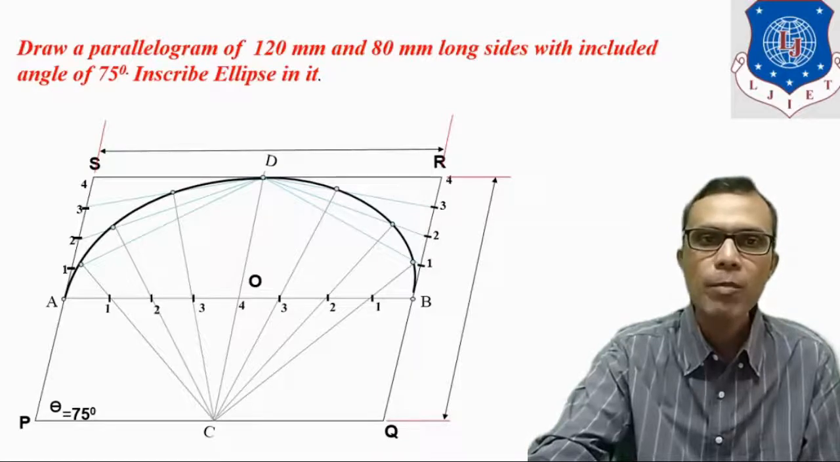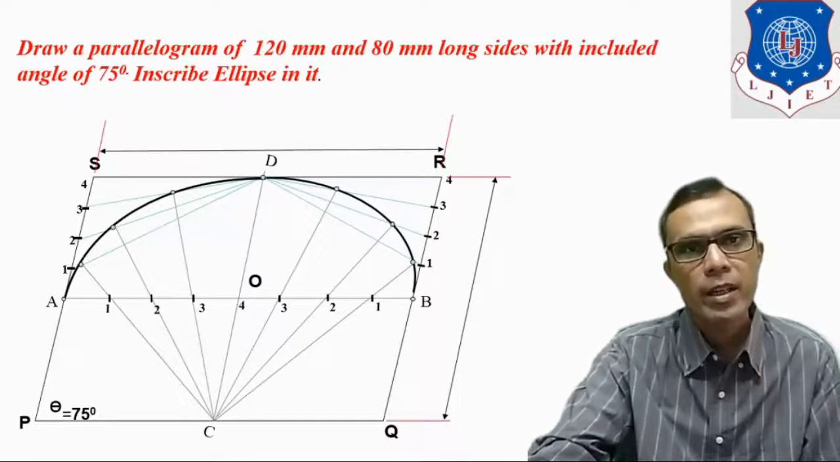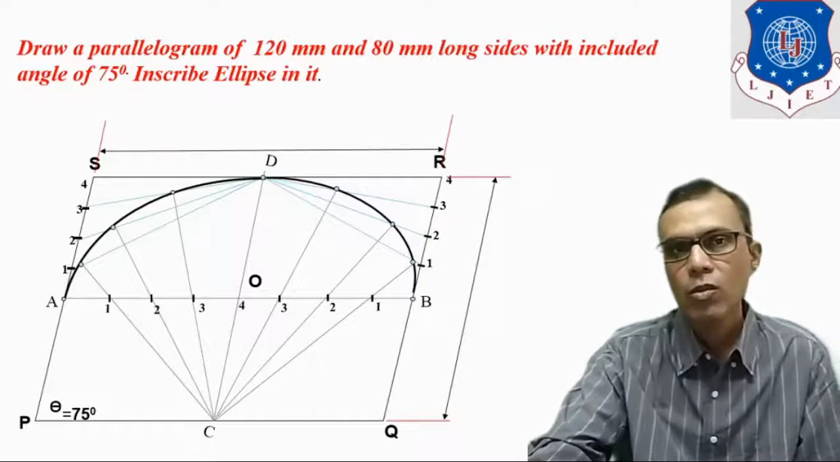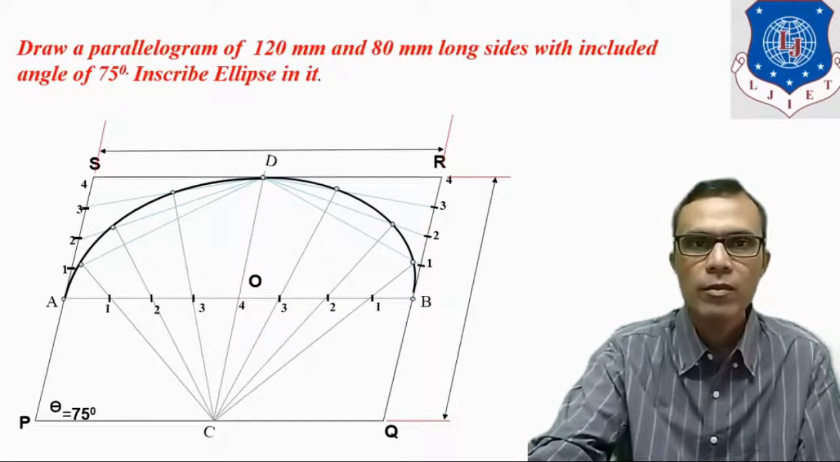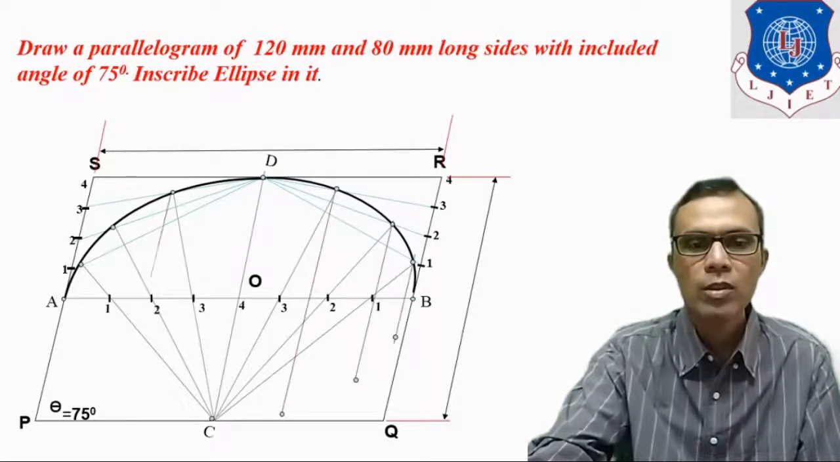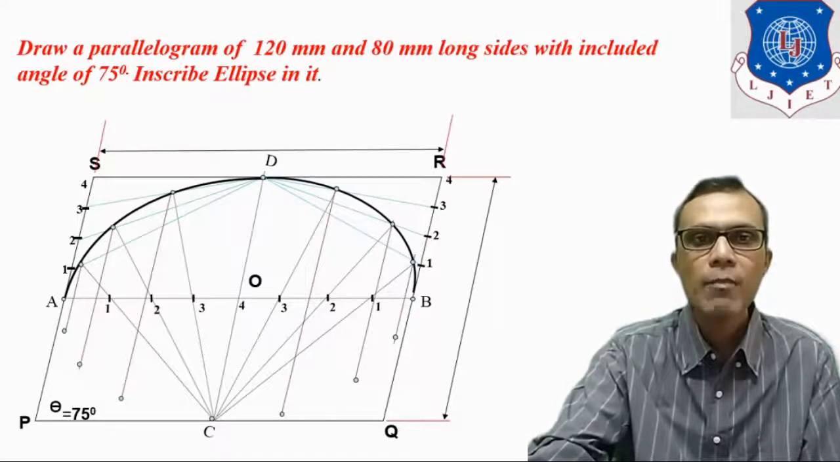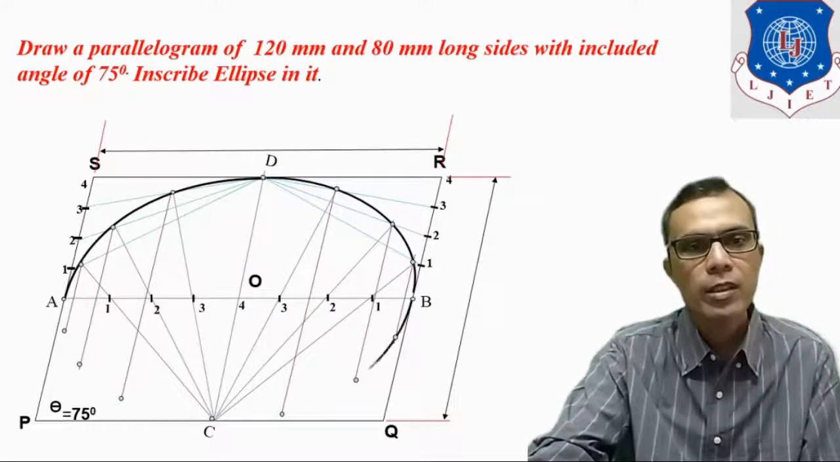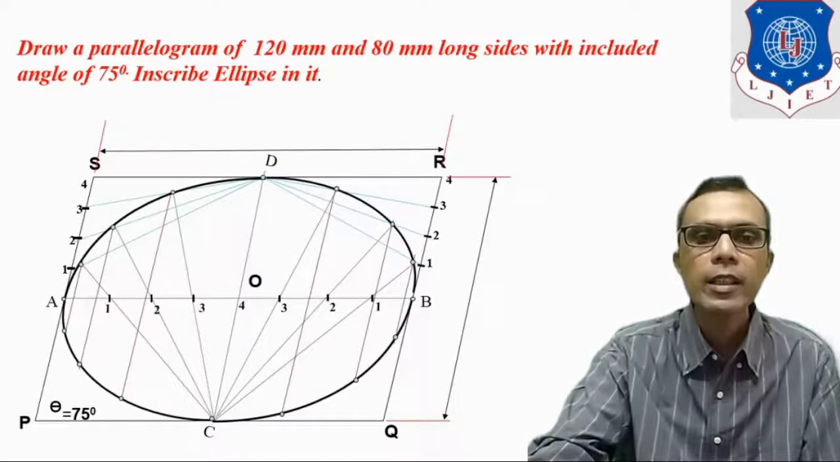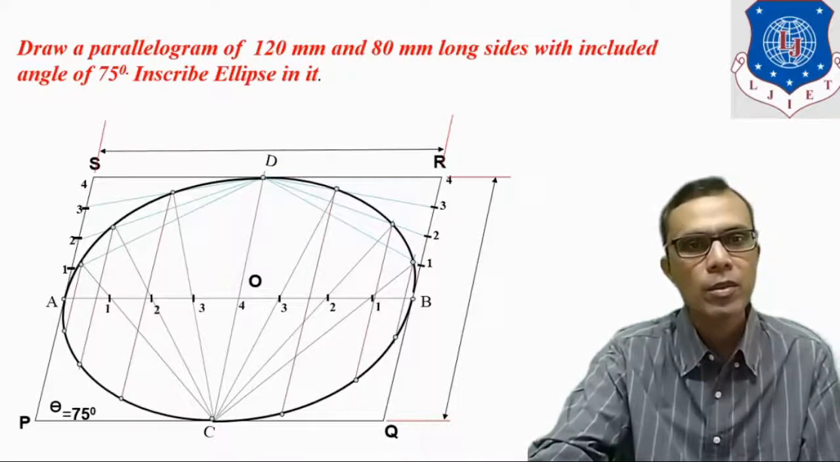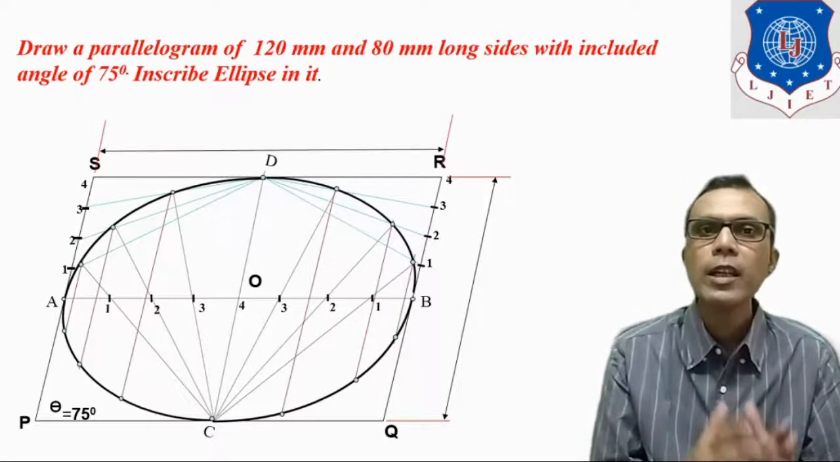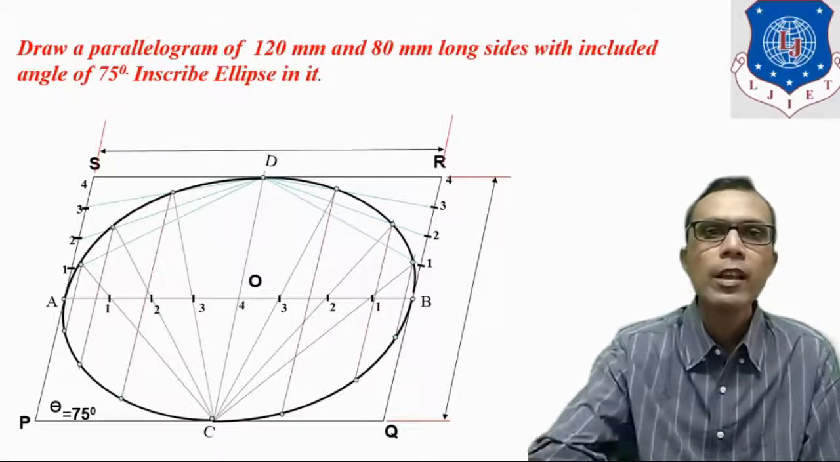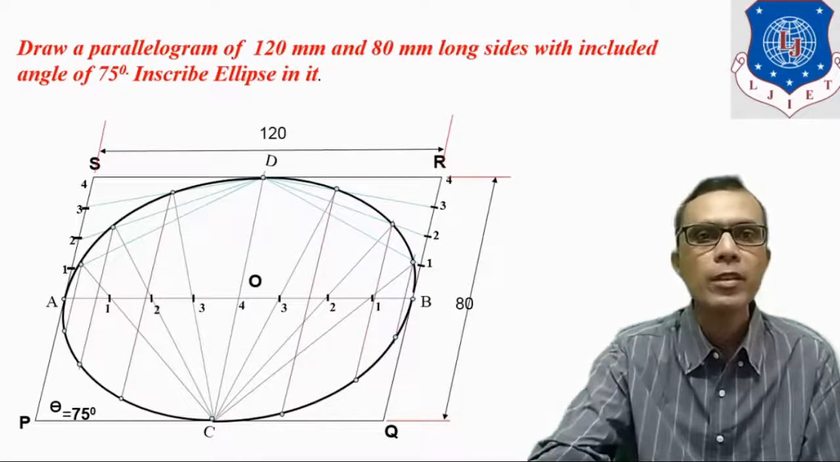Now for the remaining part, as we know it is a symmetrical curve, the distance of the respective points above the major axis would be similar to those below the axis. So that same distance we can mark below the major axis. So we will obtain the remaining points, and when we join them, we will get the required curve, that is the ellipse. So we have drawn the ellipse by the concentric circle method, then the rectangle or oblong method, and the parallelogram method.